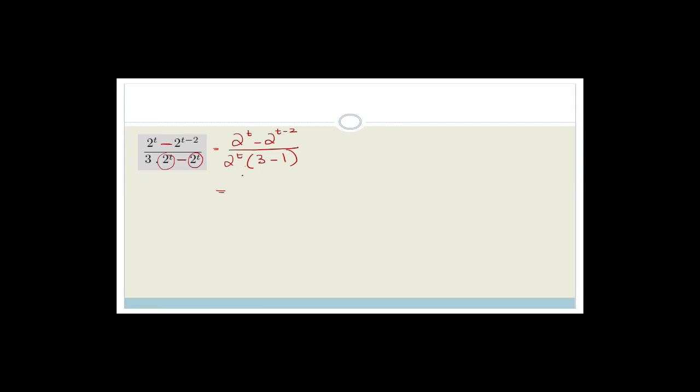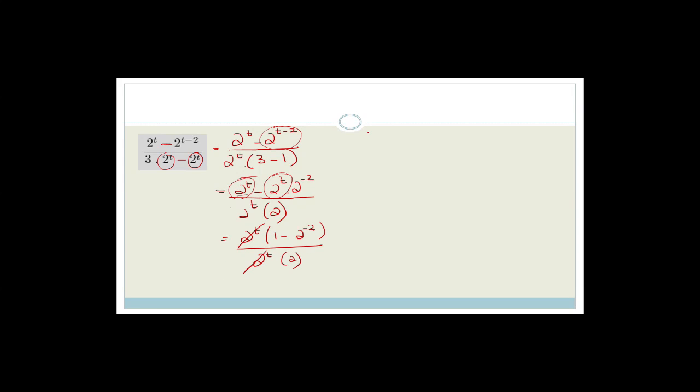Okay, so then I could rewrite this, and I could realize that this can be written as 2 to the t minus 2 to the t times 2 to the minus 2. Okay, that's what that means. It means it's to the power of negative 2, all over 2 to the t. 3 minus 1 is 2. So now do you see I can take out a common factor of 2 to the t? So you take out 2 to the t, and you're left with 1 minus 2 to the negative 2, all over 2 to the t times 2. So we can cancel those.